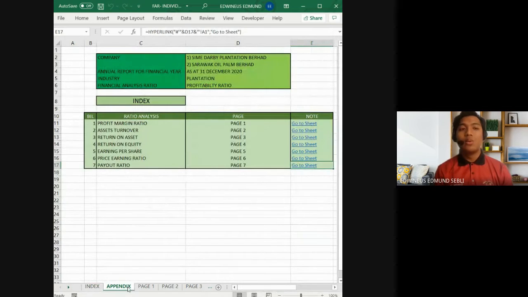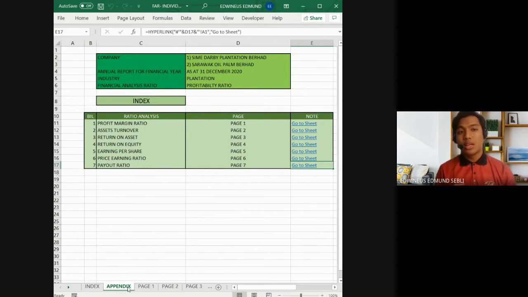Before I start, I would like to introduce my company. I was searching for two companies in Bursa Malaysia, and I chose the plantation industry to be analyzed. I chose Samdabi Plantation Berhad and Sarawak Oil Palm Berhad. And I chose the annual report 2020 as they closed their accounts every 31st December 2020.